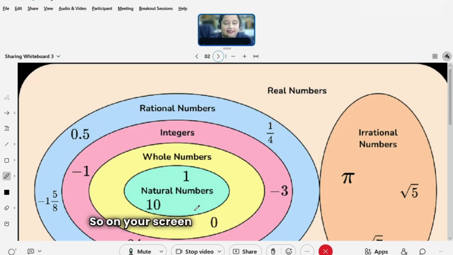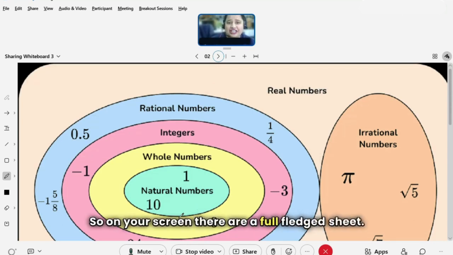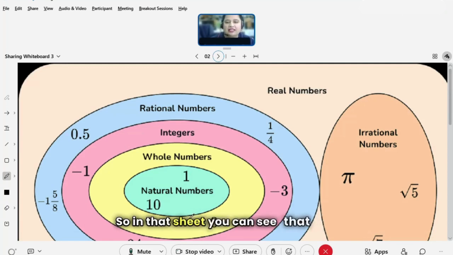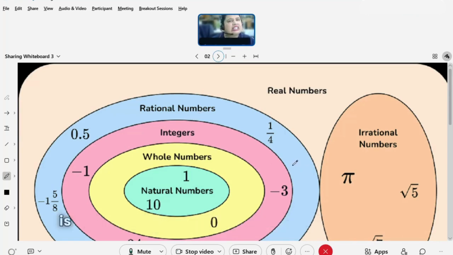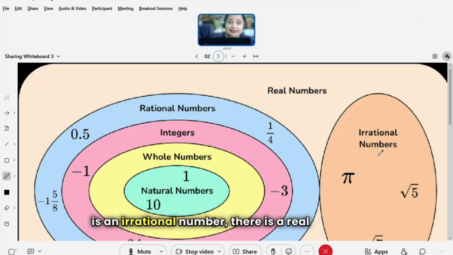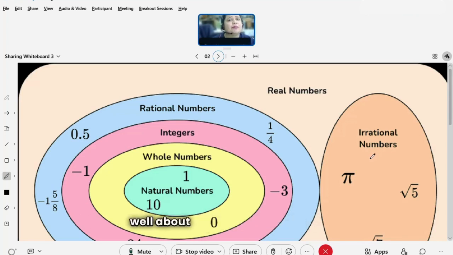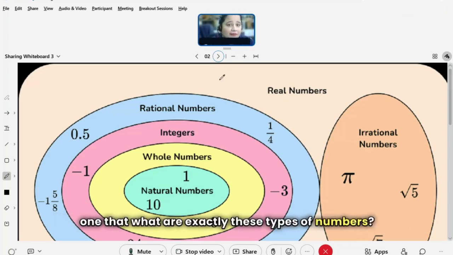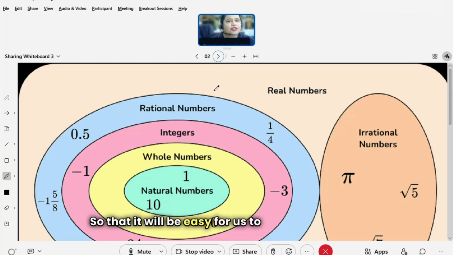So on your screen, there is a full-fledged sheet. In that sheet, you can see that there is a natural number, a whole number, an integer, a rational number, an irrational number, a real number, and soon you will learn about the complex numbers as well. So without getting confused, let's try to understand one by one what exactly these types of numbers are, so that it will be easy for us to do the questions.